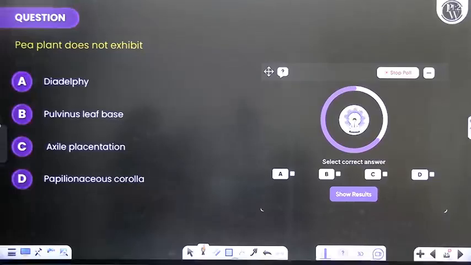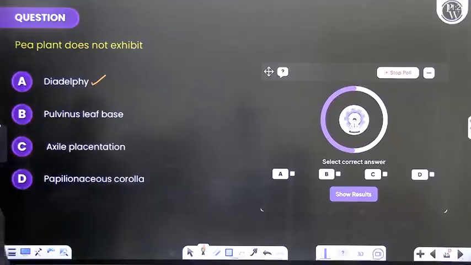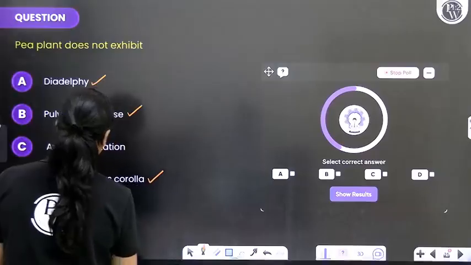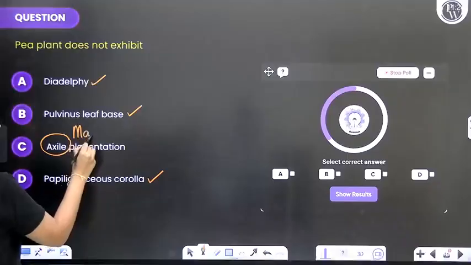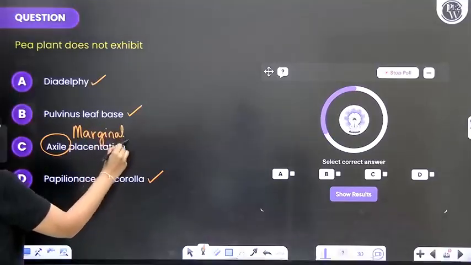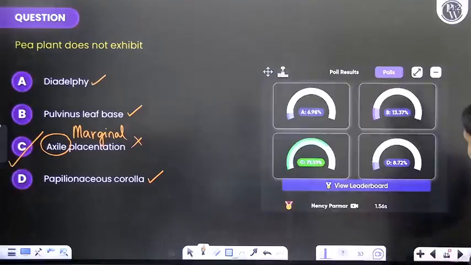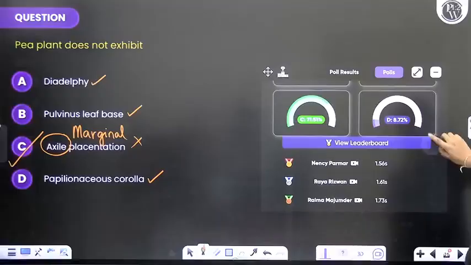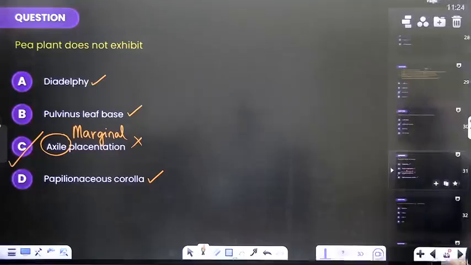Pea plant does exhibit diadelphous condition. It does show pulvinous leaf base. It does show papilionaceous corolla where you have vexillary aestivation in the petals. It does not show axile placentation. It shows marginal placentation. So the correct answer here is option C. 72%: Nancy, Rizwan, Rama. Even Rizwan, Rama, very frequently I see these names. Nancy also. Good job.